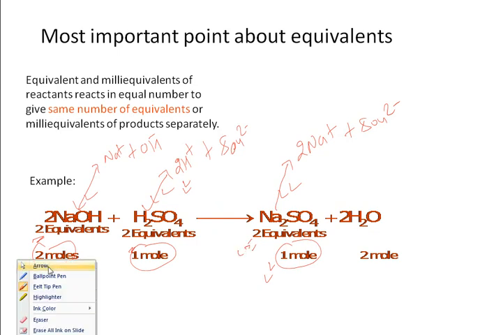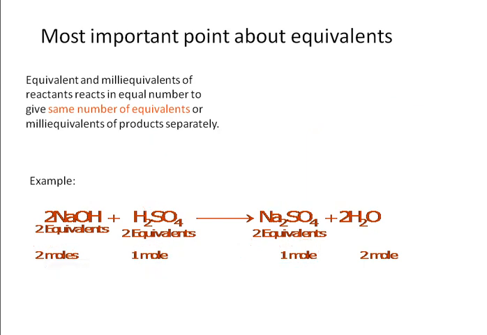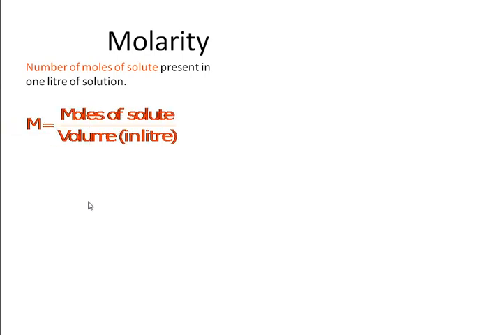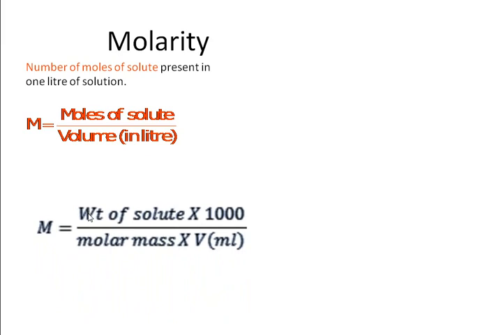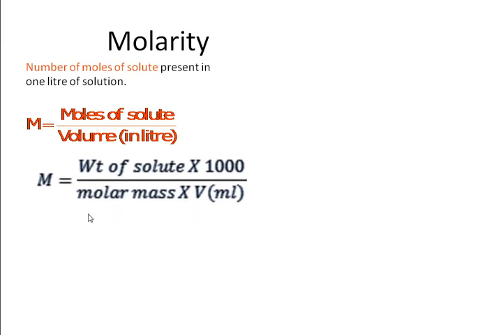So this is quite interesting: the number of equivalents and milli equivalents involved in a reaction will give you an equal number of equivalents and milli equivalents in the product. Now in the next slide we will discuss a very important term related to concentration, that is known as molarity. Molarity is the number of moles of solute present in 1 liter of solution. Molarity is moles of solute divided by volume in liter. Molarity is weight of solute into 1000 divided by molar mass into volume in ml.